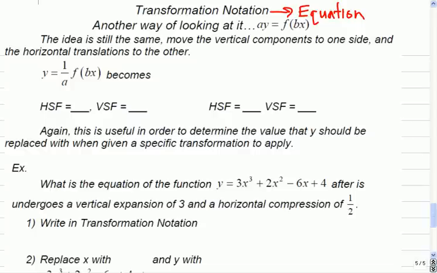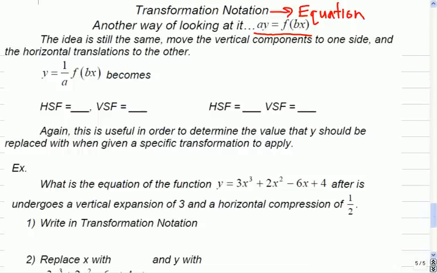What's the punchline for transformation notation? What's the one thing you have to remember about it? Yeah, vertical on one side, horizontal on the other. Okay, so in this example, I'm showing you what a vertical and horizontal compression could be because the vertical is on one side attached to y, and the horizontal is attached to x on the other side, so they stay separate.